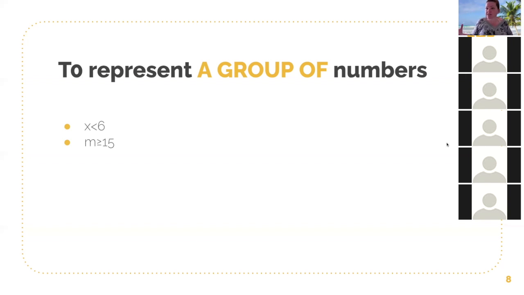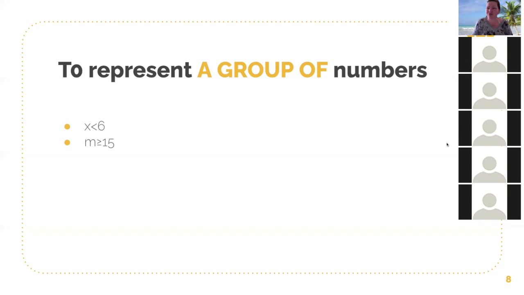I could see another example of that. This particular statement says m is greater than or equal to 15. That means, yes, m is 15, but 15 is part of a group, all the things bigger than 15 as well. So 16, 84, 100.79, 1.5 million. All of those things are part of this group that m represents. So a variable can represent a single number.